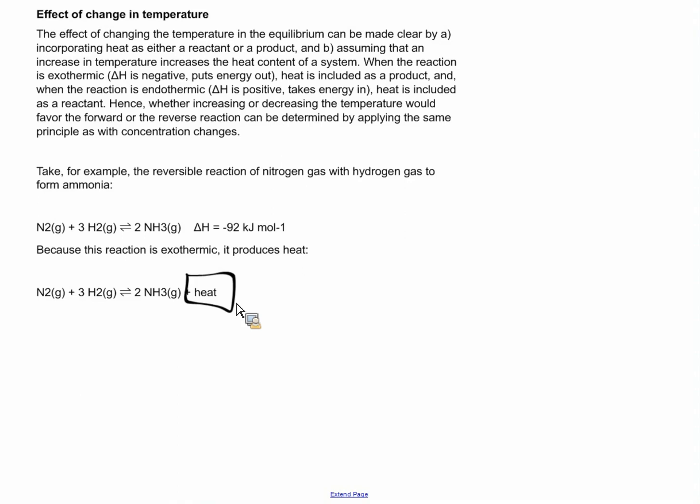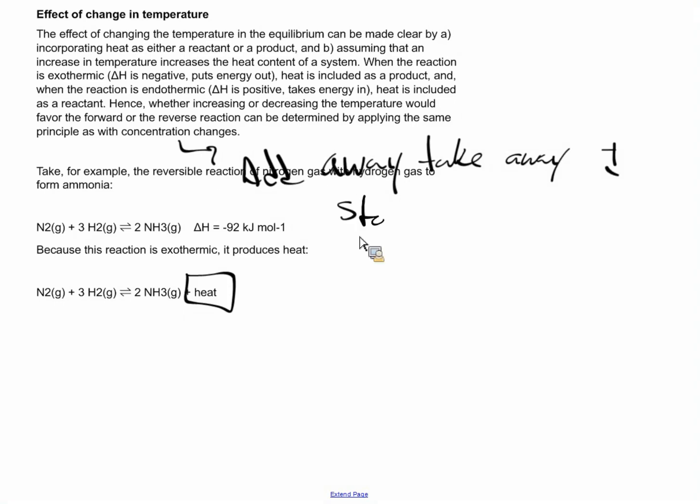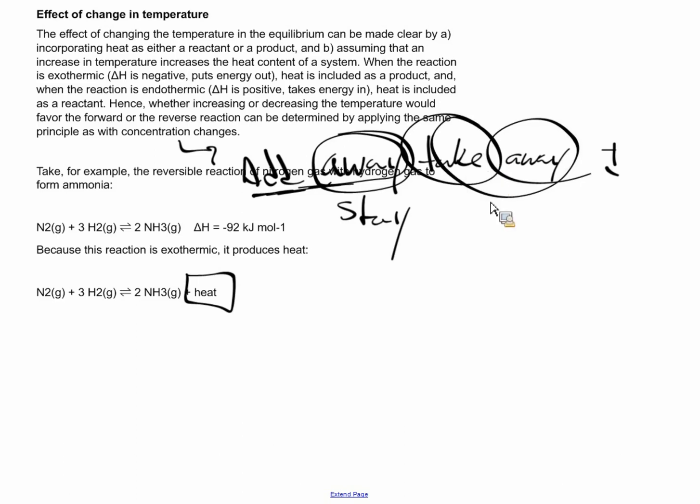What's our mnemonic? Can't say that word. It's add away, take away, I stay. So what that means is, if I add heat, I shift away from the heat term, which is the word heat. If I take away heat, I stay on the same side as the heat term. Add, away, take away, I stay.